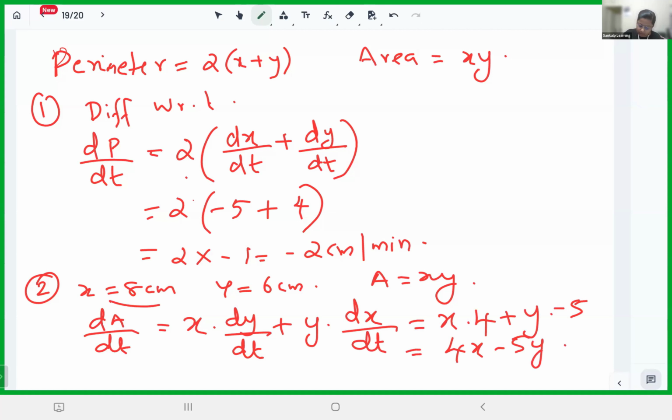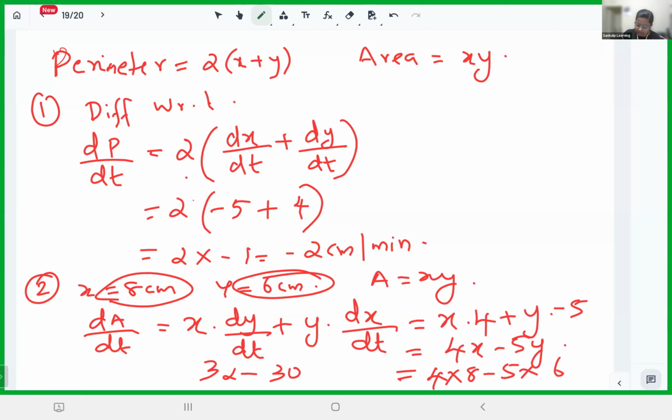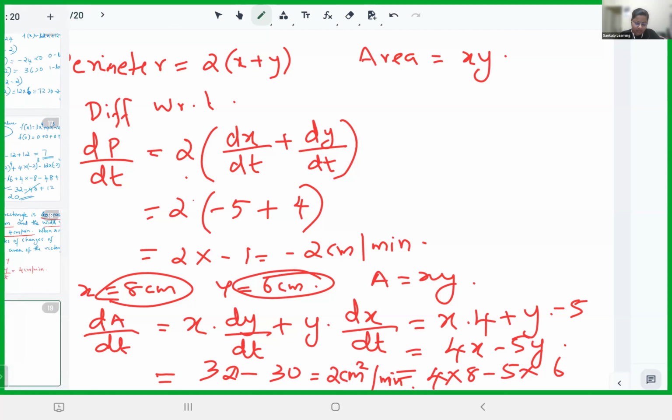Now you have to put x equal to 8 and y equal to 6. Okay, so that is 4 into 8 minus 5 into 6. What is 4 into 8? 32. Minus 5 into 6, 30. Isn't it? 32 minus 30, that is 2 centimeter square per minute. Since it is area, the unit of area is centimeter square. All right. So moving on to our last question of the session.